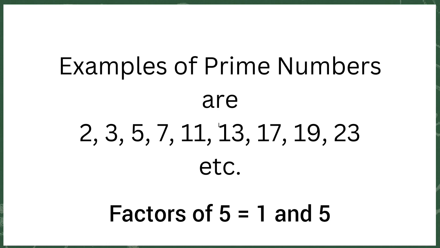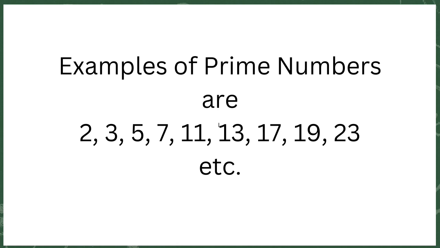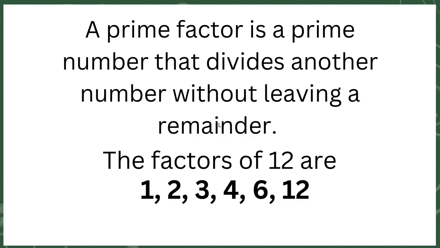Factors of 5 are 1 and 5. Factors of 7 are 1 and 7. Factors of 11 are 1 and 11. Factors of 13 are 1 and 13. Factors of 17 are 1 and 17. Factors of 19 are 1 and 19. Factors of 23 are 1 and 23. These numbers have only two factors. There are lots of other numbers that are also prime numbers.